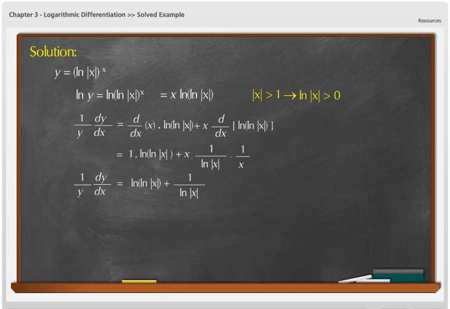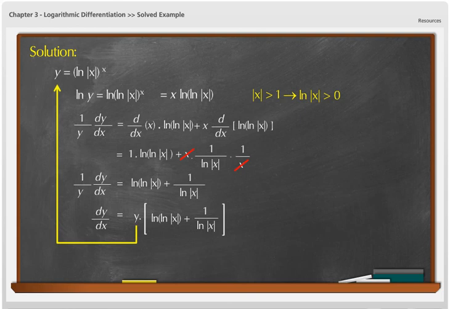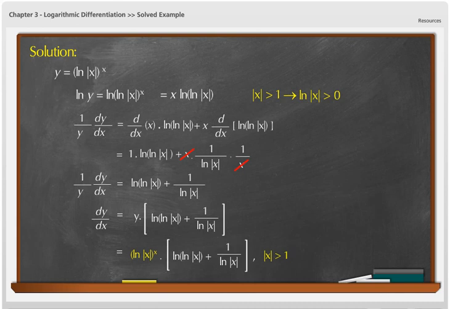Notice that we have x's here, which are going to cancel off each other from the first step. Multiply both sides by y, so dy over dx is equal to y times ln of the absolute value of x plus 1 over ln of the absolute value of x. Remember, your derivative has to be in terms of x, so you need to substitute back the value of y, which is given in the heading. y is equal to ln of the absolute value of x to the power x. And this is going to give you the desired derivative, dy over dx.